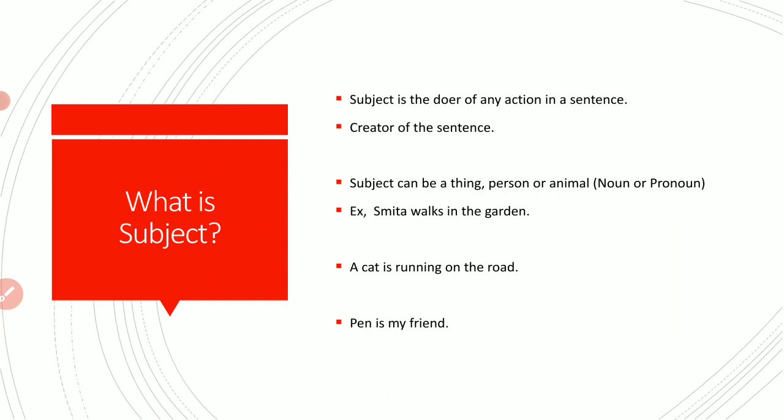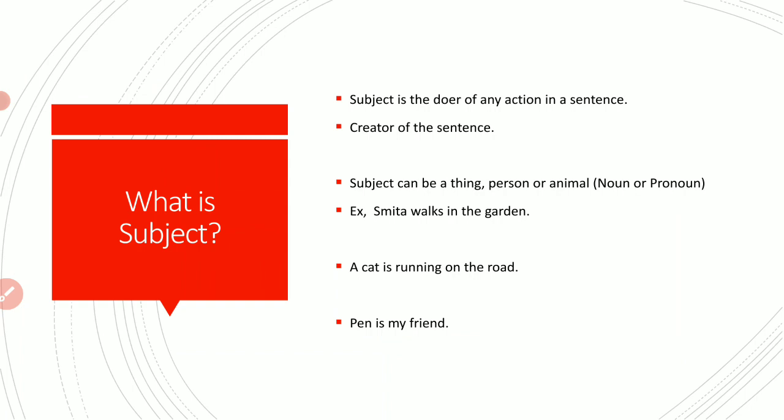In the same way, in the sentence, the head who actually creates the sentence or who does the action which is performed in the sentence is known as the subject. Okay, subject is the doer of any action in a sentence, creator of the sentence, as I mentioned earlier. Then who can be subject in a sentence?